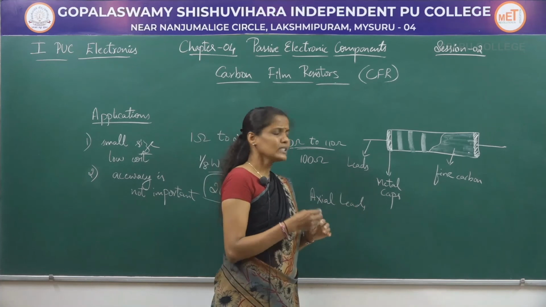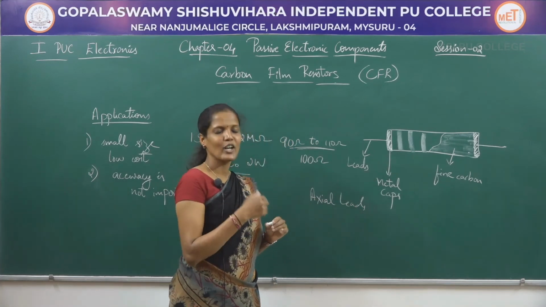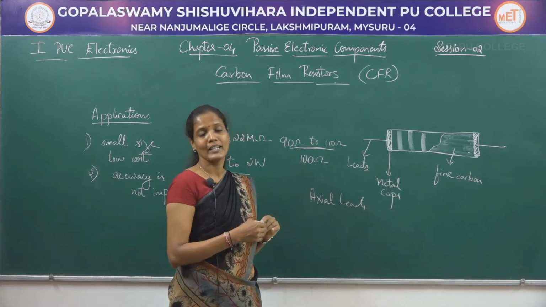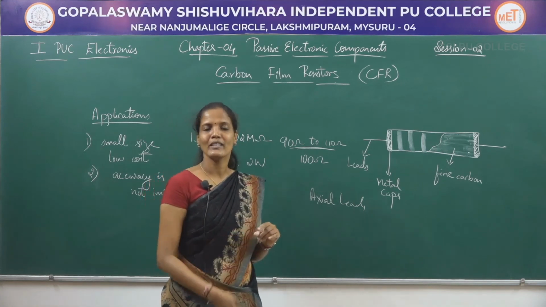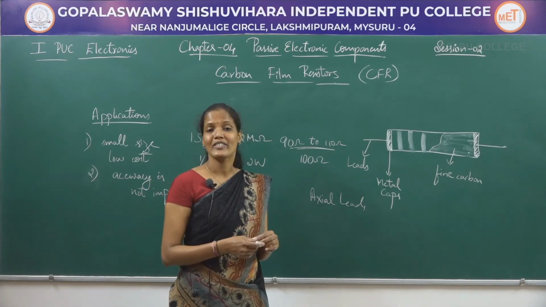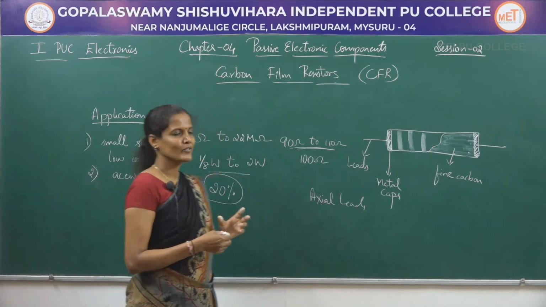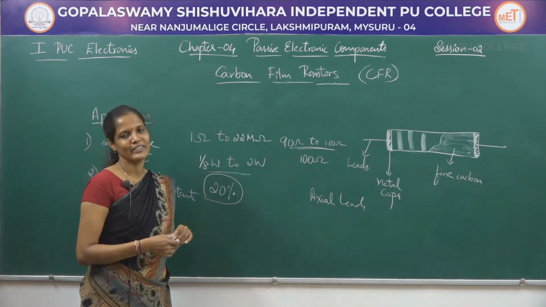After that, the color bands will be coated on the resistor element in order to specify its resistance value. So these are some of the important points of this carbon film resistors.